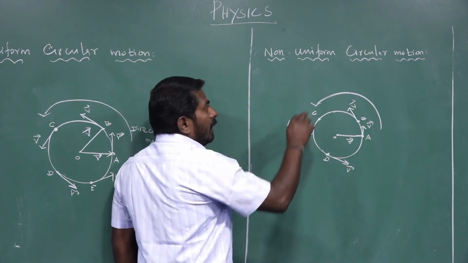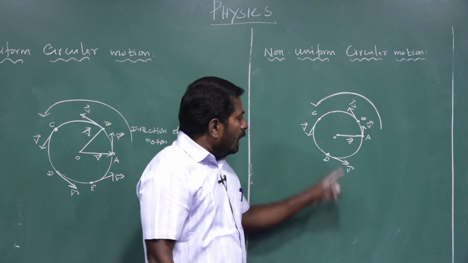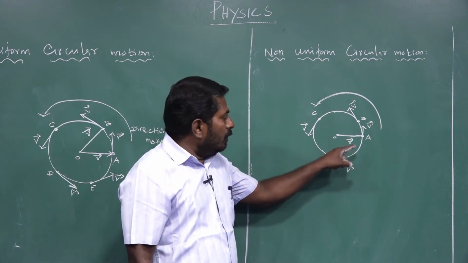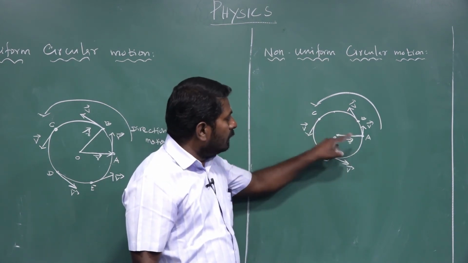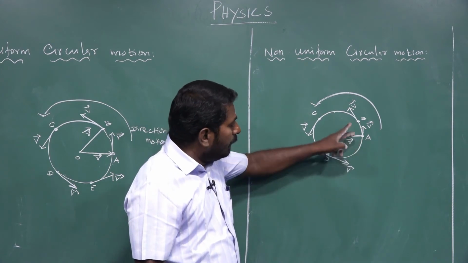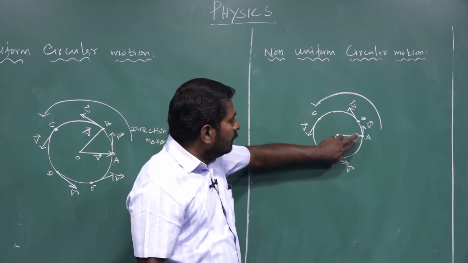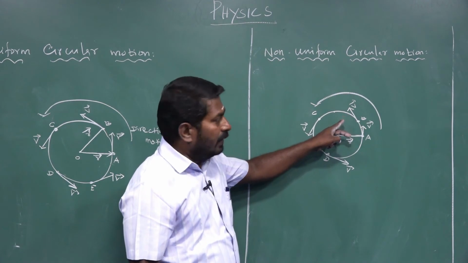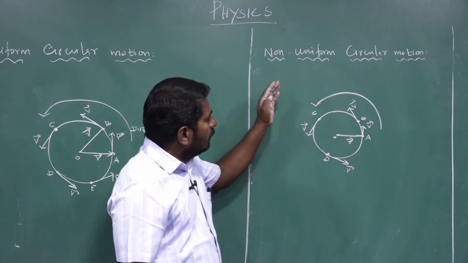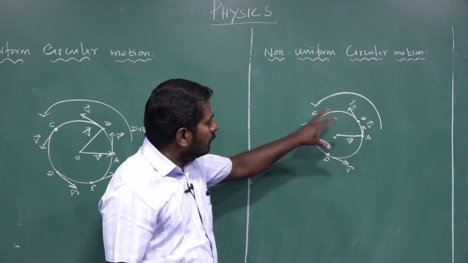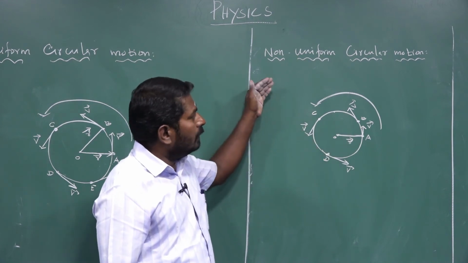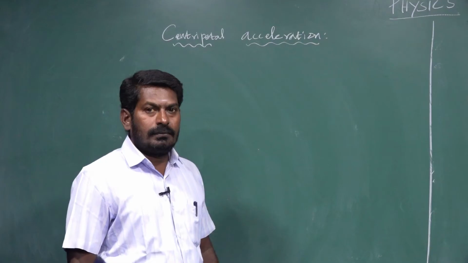So in non-uniform circular motion, if your point object or your body moves along the circumference of the circle with different speed and different direction of linear velocity, then the motion of the point object or your body on the circumference of the circle is said to be non-uniform circular motion.